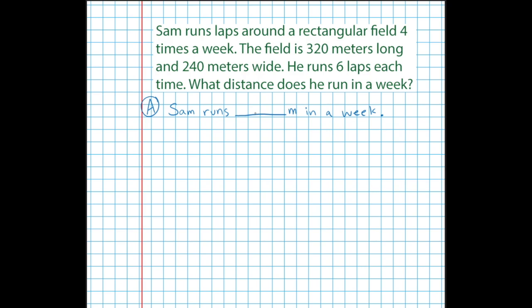So let's go to our next step, which I like to call clue recording. We're going to look back at the problem and find all the clues that are going to help us make our solution. So I'll put a C here for clues. He runs around a rectangular field, so the field's a rectangle.